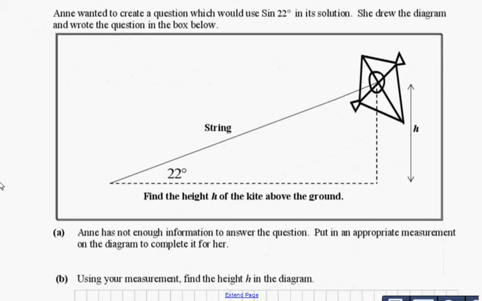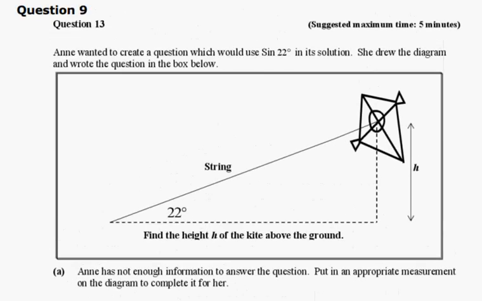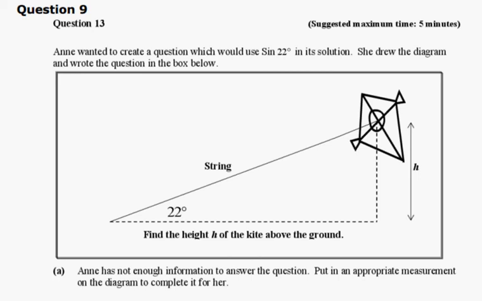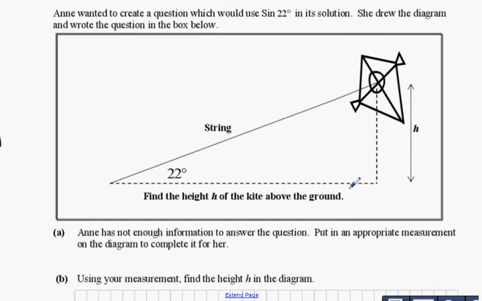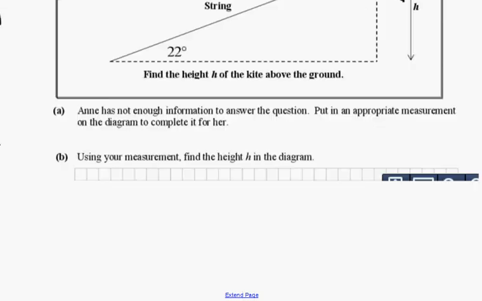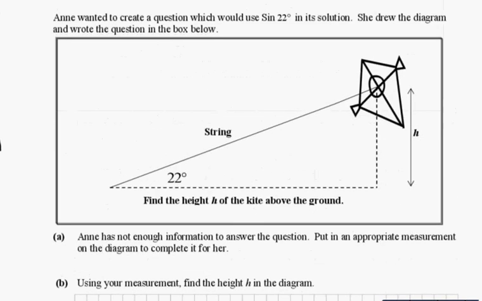Okay, now, next one. Anne wanted to create a question, a question which would use sine 22 in its solution. She drew a diagram and wrote the question below. Find the height of the kite above the ground. Anne has not enough information to answer the question. Put in an appropriate measurement to complete it for her. This is an interesting question now. Good one to pay attention to, I might say. Sometimes you have to put in your own measurements. So, can somebody tell me a good measurement, a good length for a kite? How far would a kite be away from you usually?